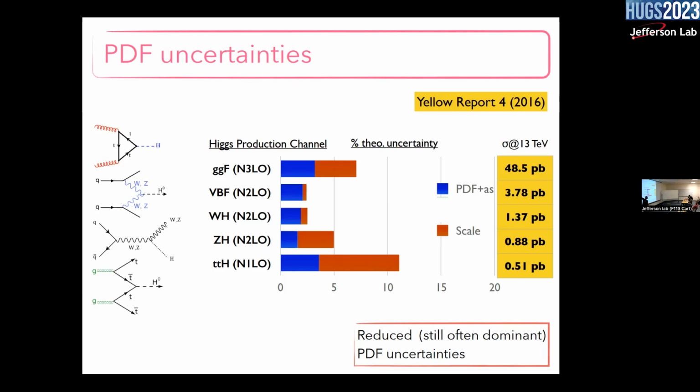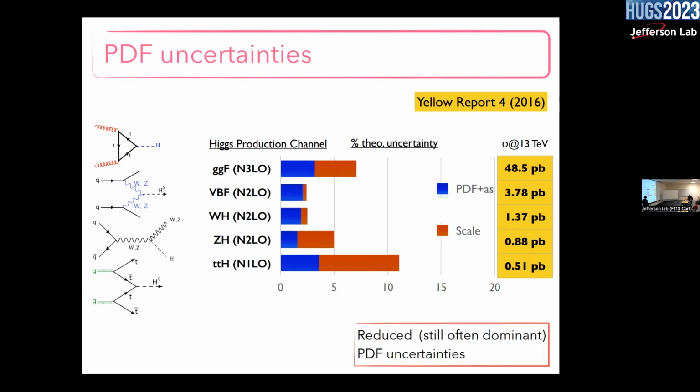For vector boson fusion, you have 2 quarks that emit a W or a Z, and they go into a Higgs, which is the second largest cross-section for the Higgs at the LHC. The cross-section is 3.78 picobarn. You see that the dominant uncertainty is the one on the structure of the proton, the blue one, because already at next leading order, which I haven't updated, the other uncertainty is very small.